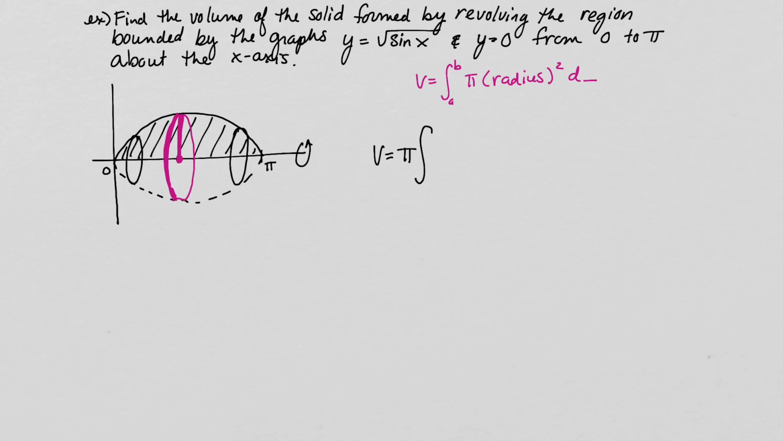So we have pi and the integral. I'm going to have some radius squared, so something squared, and in this case we're dealing with dx. And then the next thing I do is figure out what's squared. So my radius here is sitting on this curve, right? The radius is just going to be that curve. So it's going to be the square root of sine x, all squared. And then in this case, I'm stacking up those discs, starting at 0 and going all the way to pi.